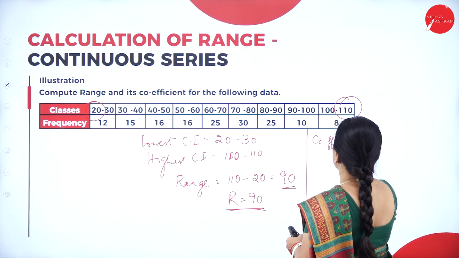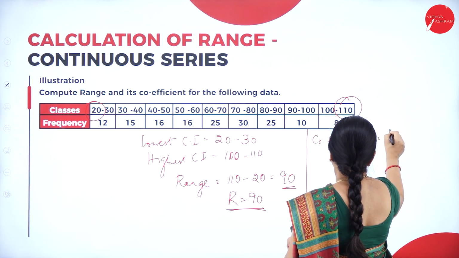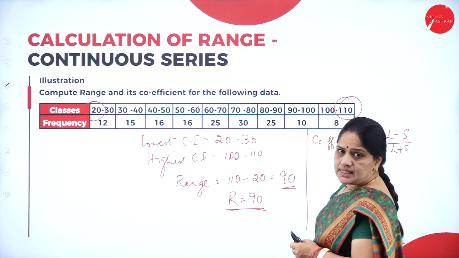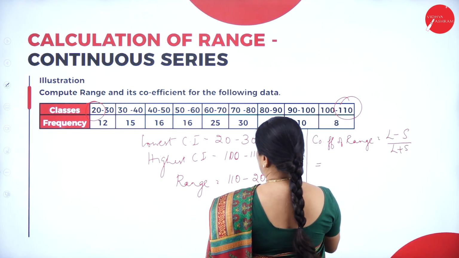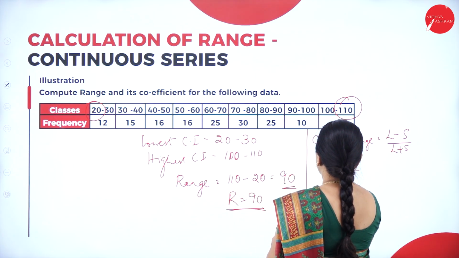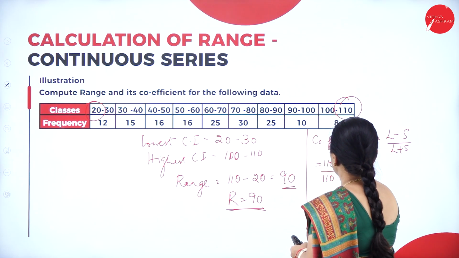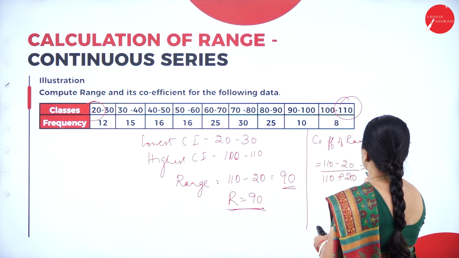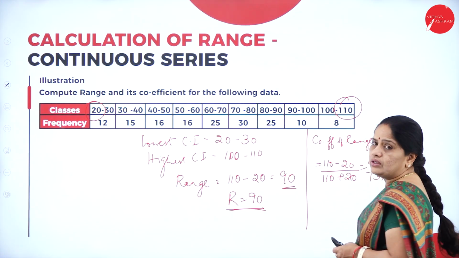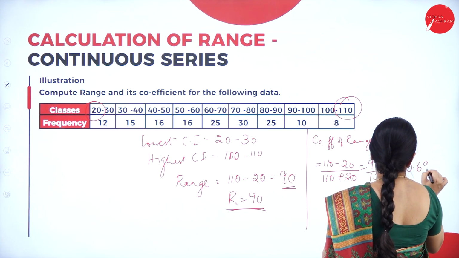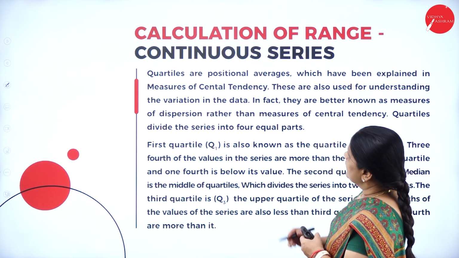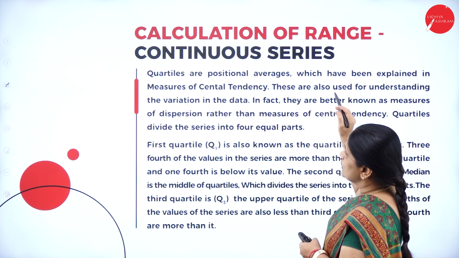Coefficient of range equals L minus S divided by L plus S. So, this will be equal to 110 minus 20 divided by 110 plus 20. So, this will be 90 divided by 130. So, the answer is 0.69. Now, the next one, calculation of range continuous series.